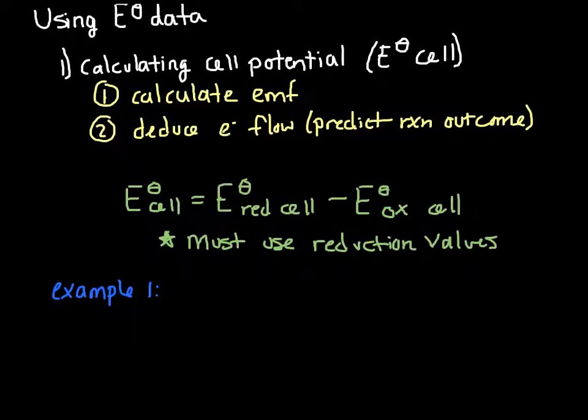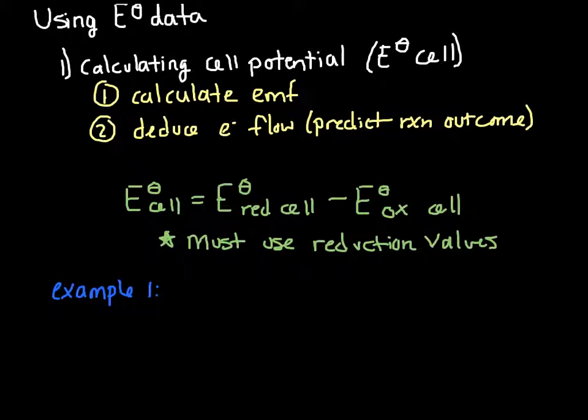First thing, calculating cell potential. This is the one you're going to do the majority of the time. When you're calculating your cell potential, also known as E theta cell, you can calculate the EMF for the voltaic cell, so the electromotive force, or you could deduce the electron flow and predict the outcome of the redox reaction.